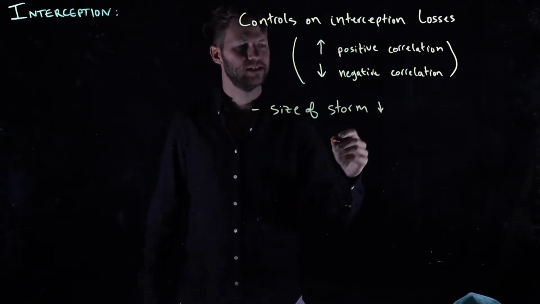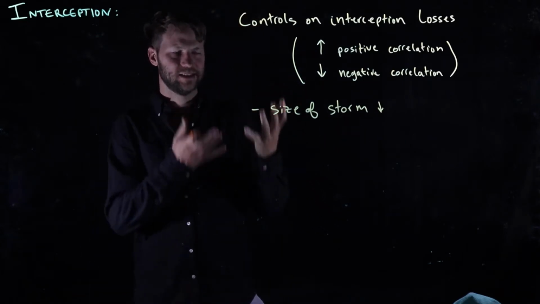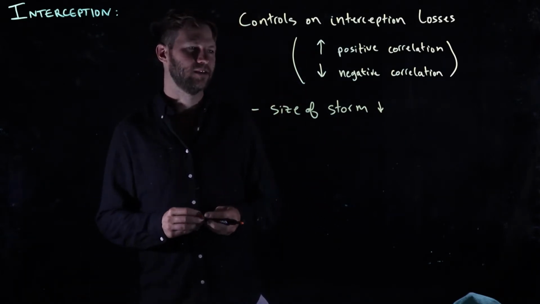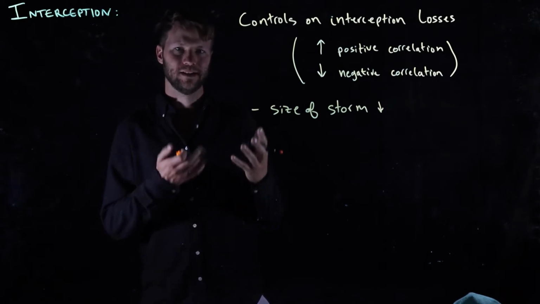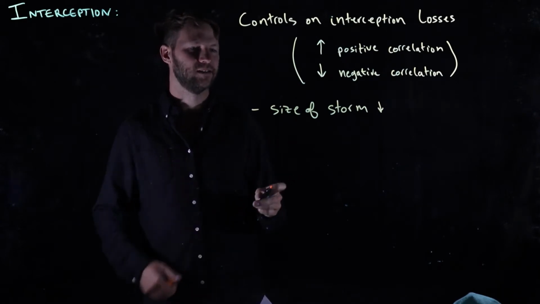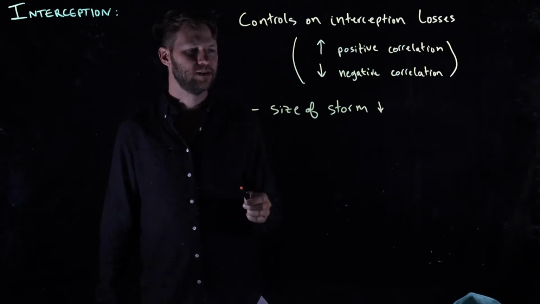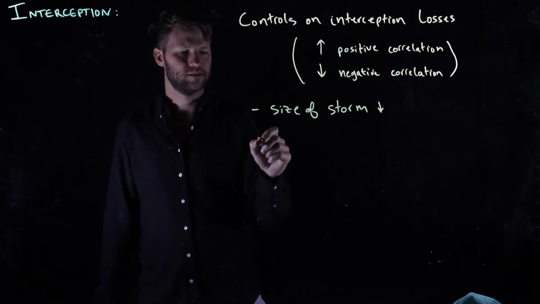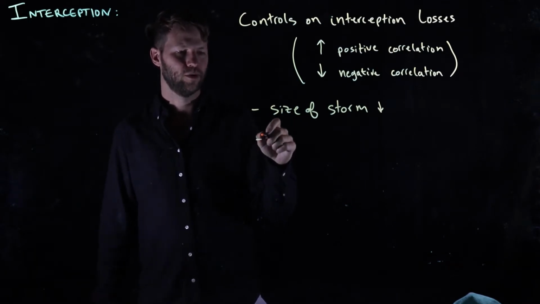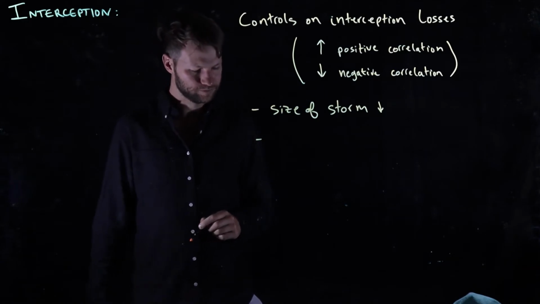And that's because in a 100 millimeter storm, a significant fraction of that's going to end up hitting the ground, whereas in a 10 millimeter storm, a lot of that might end up just getting caught in the tree canopy, and you'll have minimal canopy drip or stem flow or throughfall.